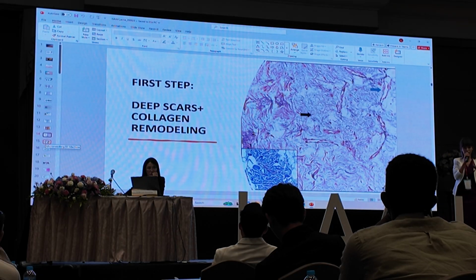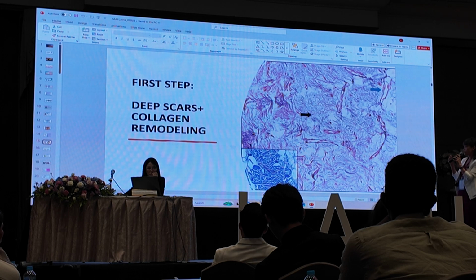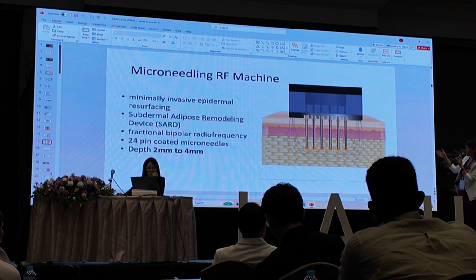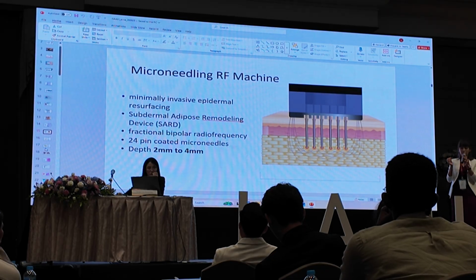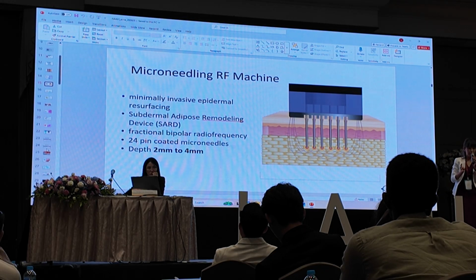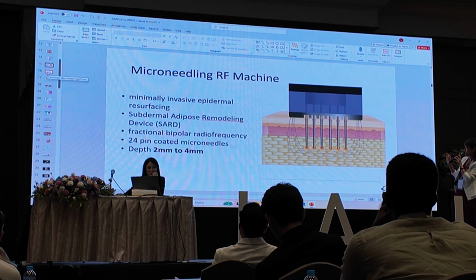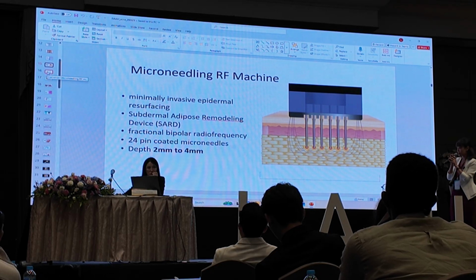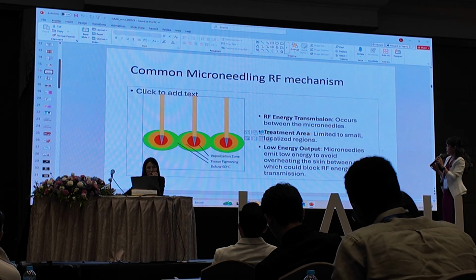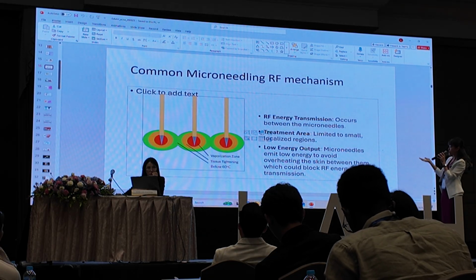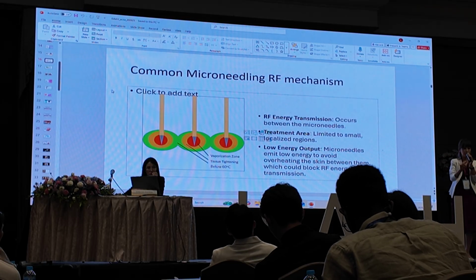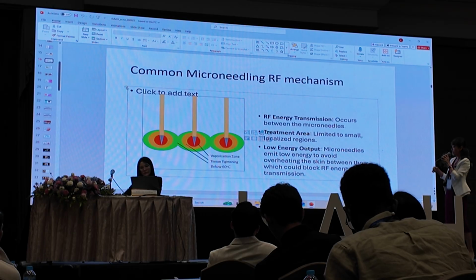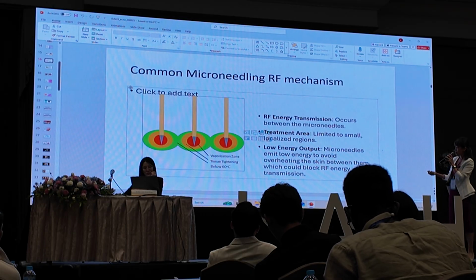In the first step, we have to tackle the deep scar and the dermal change, so we have to do collagen remodeling. I'm using the microneedling RF system, which goes deep. The depth is 2 mm to 4 mm, and the needle is a 24-pin coated microneedle. Compared with common microneedling RF, where the RF energy is transmitted between the tips of the needles, this is an in-mode system.